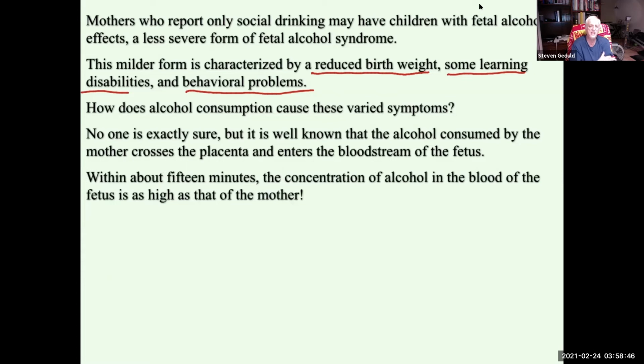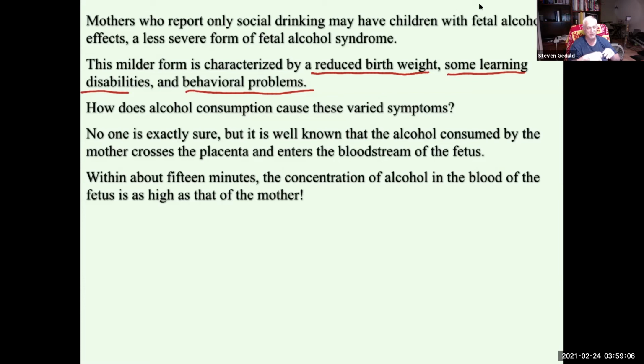Within about 15 minutes, the concentration of alcohol in the blood of the fetus is as high as that of the mother. So when the mother takes a drink, she gets a certain alcohol level. In 15 minutes, that same alcohol level is in the blood of the child. The fetus is just as drunk.